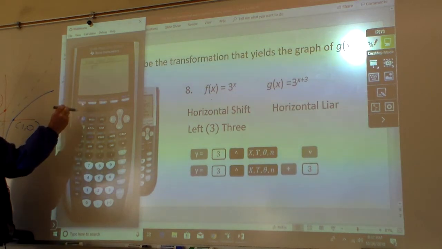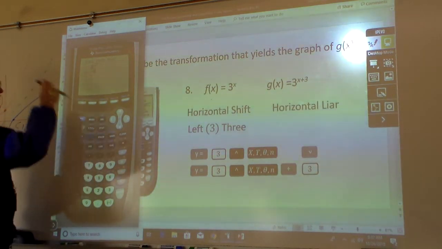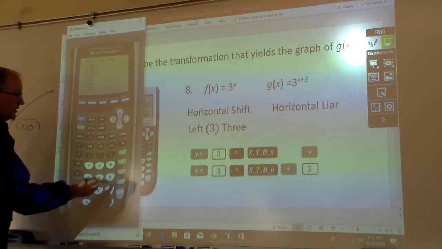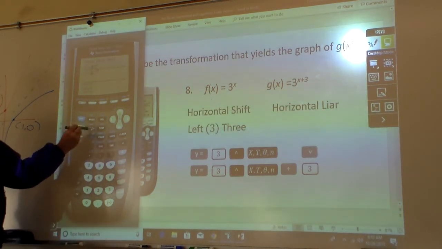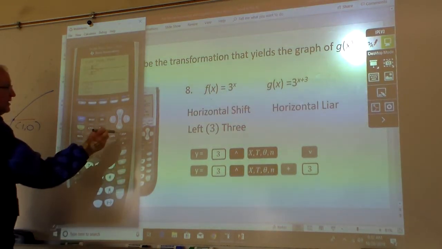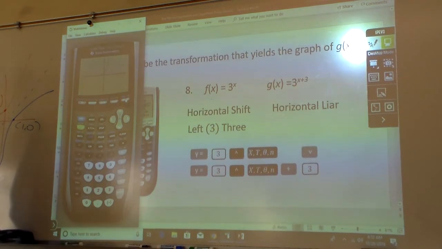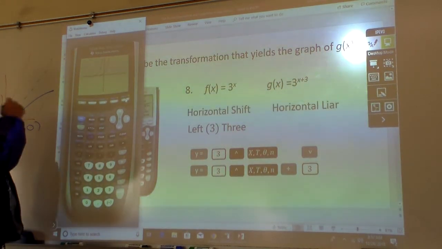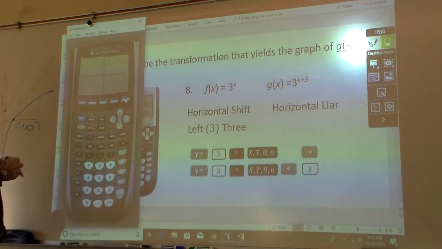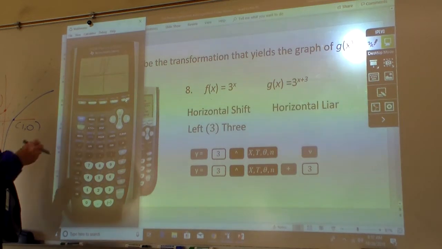But if you don't have that, now I'm going to go down here and leave that in there, then the second one is what? 3 to the x plus 3, and hit graph. And so there's the first one, and what's the second one? It's what? Left. And left how far? 3. So that would be the way to do that.